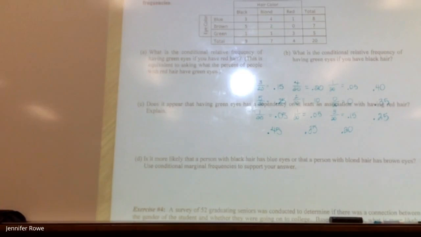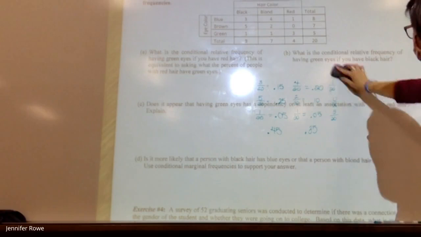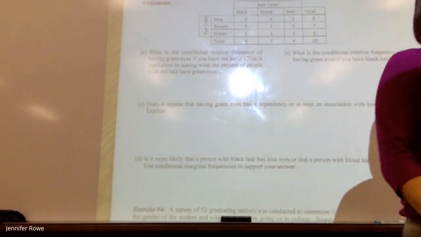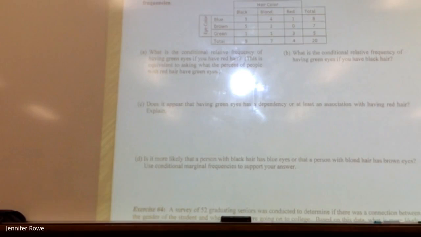So what does conditional mean? If there's a condition, it means that it depends on something. One condition is going to have to be given. For instance, if I remember, this one's about red hair. So they're going to be talking to you about red hair. They're going to ask you different questions based on people having red hair. So what is the conditional relative frequency of having green eyes if you have red hair?